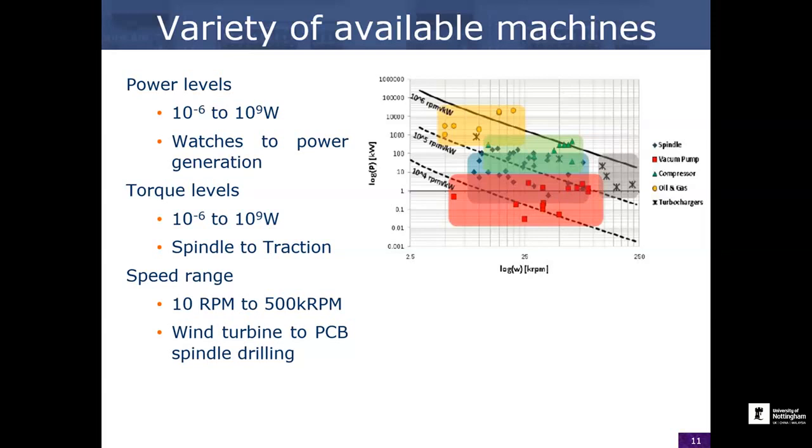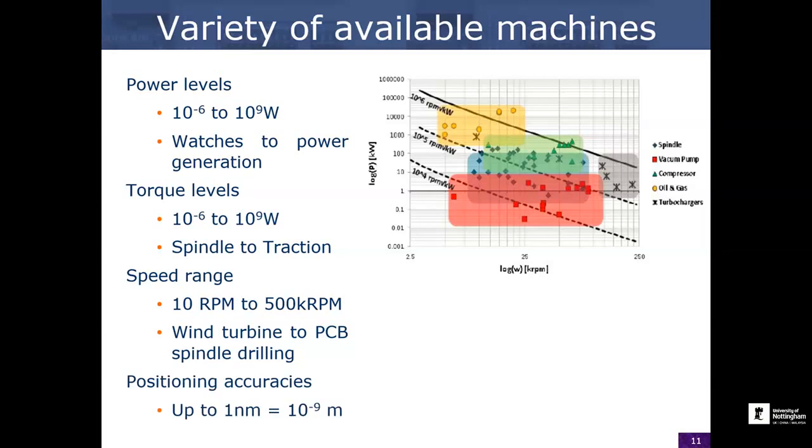We have machines that range from 1 to 10 RPM, very, very slow speed, up to super high speed. So things like 500,000 RPM, which is a typical speed for, say, a PCB spindle drill. So something that's working in a chip fabrication plant, drilling very accurately, very fast, 500,000 RPM. And on the other side, of course, we get things like wind turbines, which are down to 10 RPM, 1 RPM, sometimes even less, so very slow rotations.